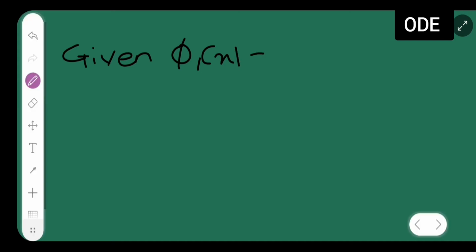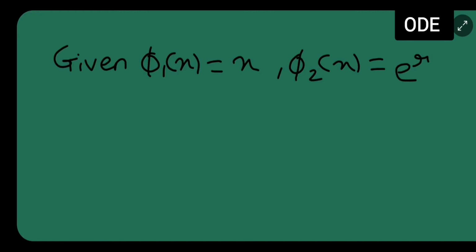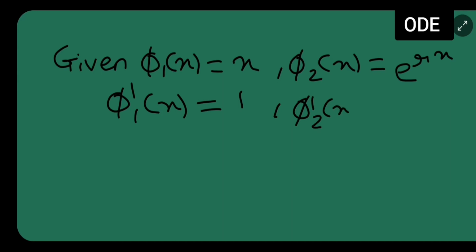Given phi1 of x is equal to x, phi2 of x is equal to e raised to the power rx. Now what is phi1 dash of x? The derivative of phi1 of x is nothing but 1. And what is phi2 dash of x? It is nothing but r e raised to the power rx.